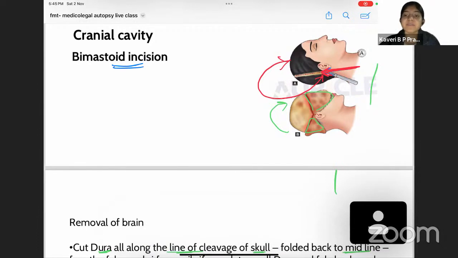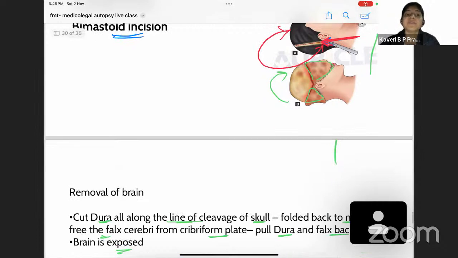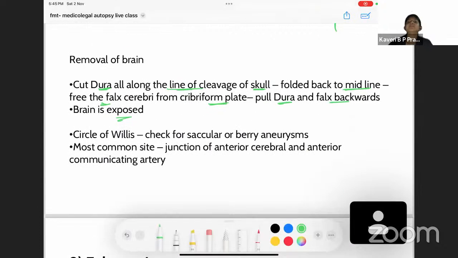And it gets separated from what? It gets separated from the falx cerebri and the cribriform plate, so that the entire brain becomes free and you can remove it. So what do you have to examine?